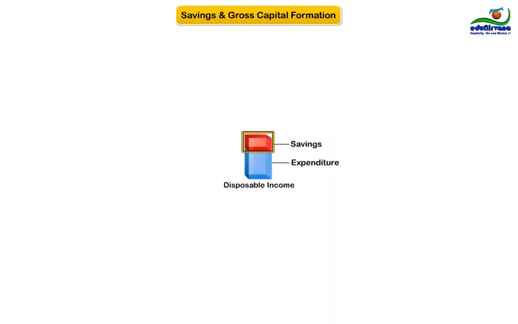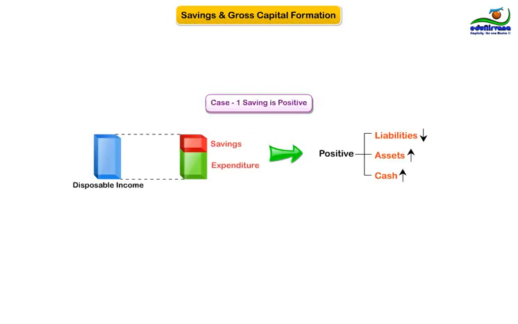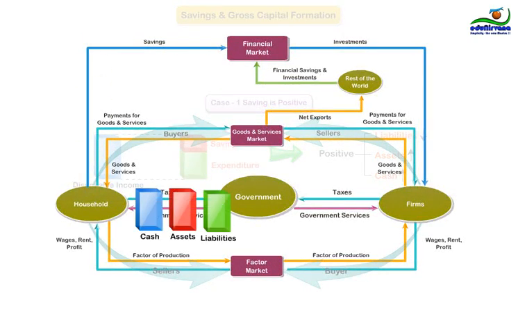Saving represents that part of disposable income that is not spent on final consumption of goods and services. It may be positive or negative depending on whether disposable income exceeds final consumption expenditure or vice versa. Assuming that saving is positive, the unspent income must be used to acquire assets or reduce liabilities. Insofar as unspent income is not used deliberately to acquire various financial or non-financial assets or to reduce liabilities, it must materialize as an increase in cash, which itself is a financial asset.